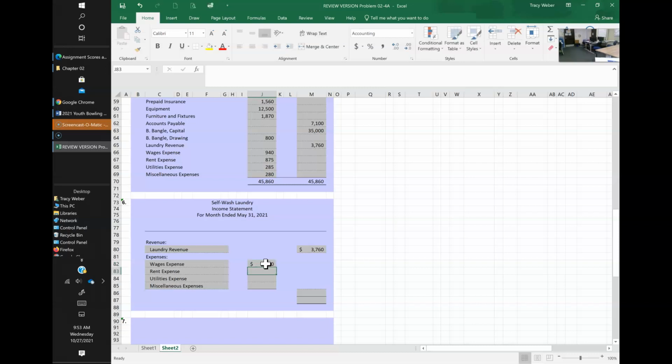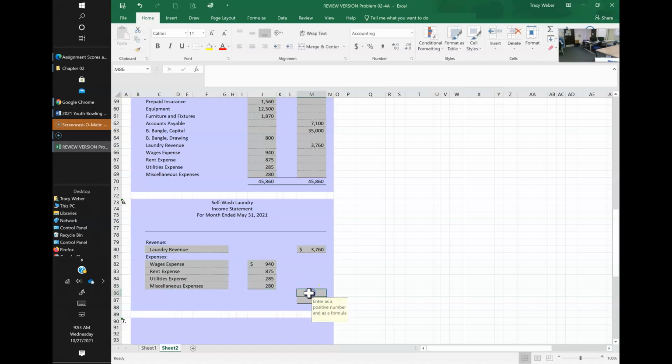And rent is $875. Utilities is $285. And miscellaneous is $280. Oh, jeez. Good Lord, got fat fingers.